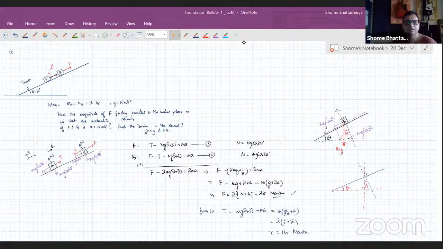And that is mass into acceleration. Whereas for block B, what is happening? Tension is acting down the inclined plane. So it is minus T minus mg sine theta, which is the one which is acting along the positive x direction, is F. So F comes with the plus sign here. So F minus T minus mg sine 30, that is the net force along the x-axis for block B.